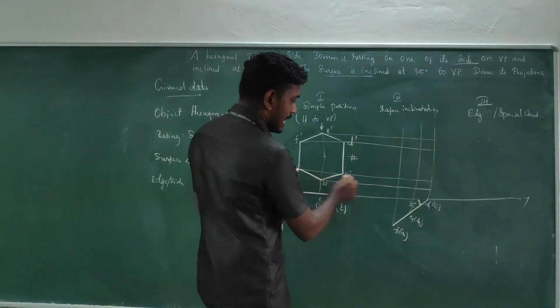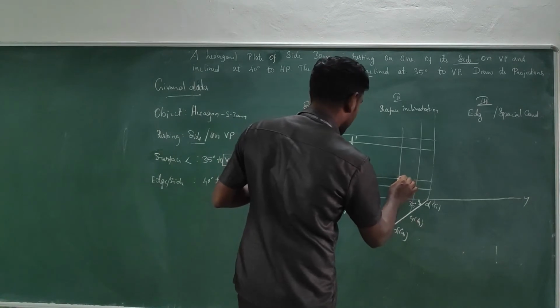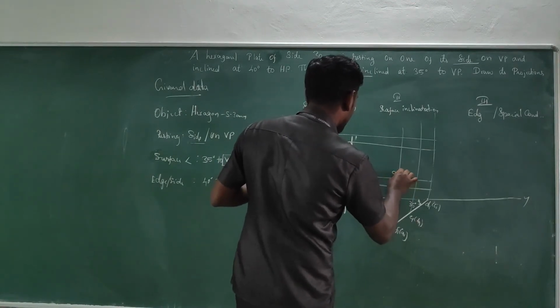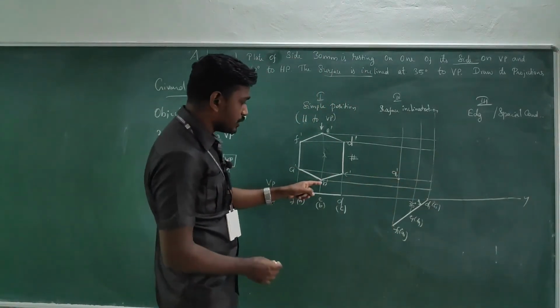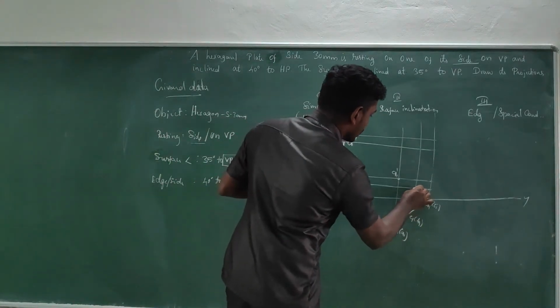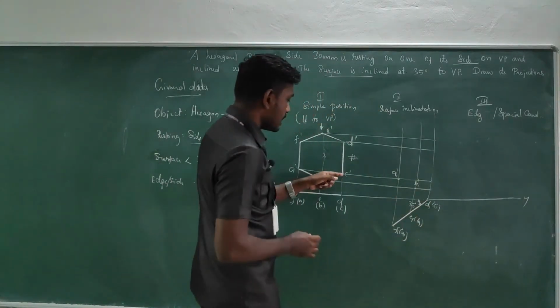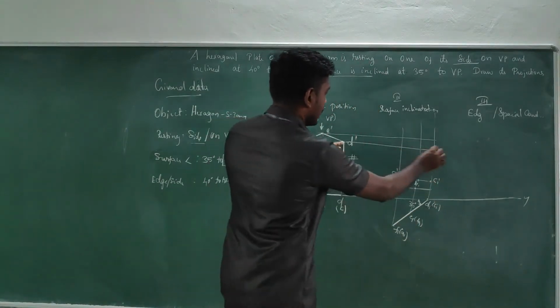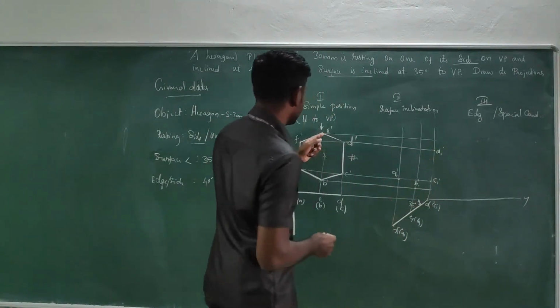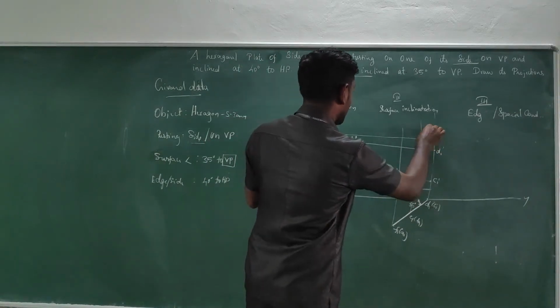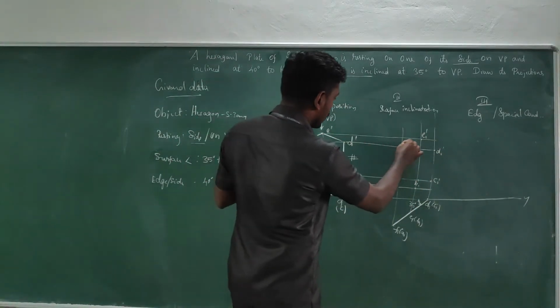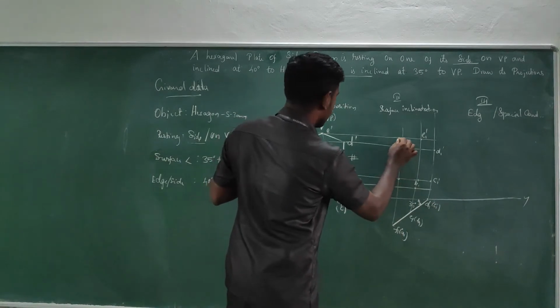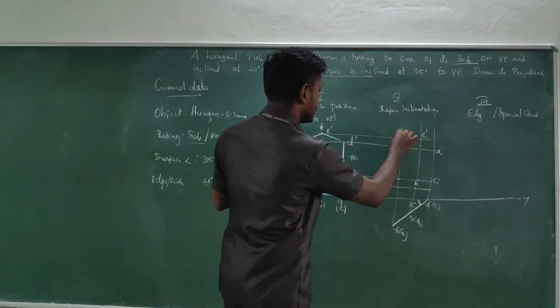So here is the A and here is the A projector. So this would become A1 dash. So here is B and here is the B projector. This will become B1 dash. So C is here and C, this would be C1 dash. D, D1 dash. E, E1 dash. F, horizontal, F vertical. So this would be F1 dash.